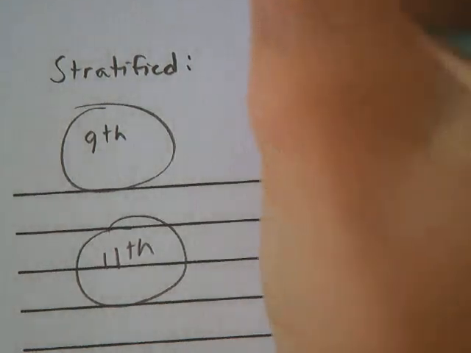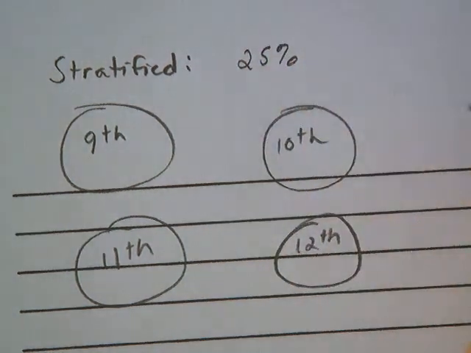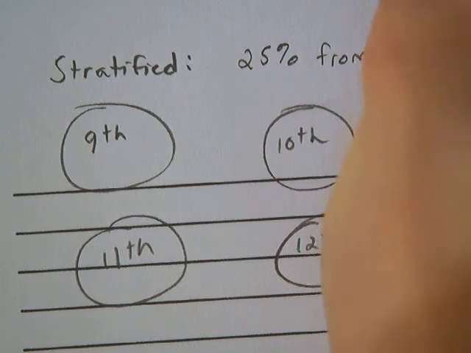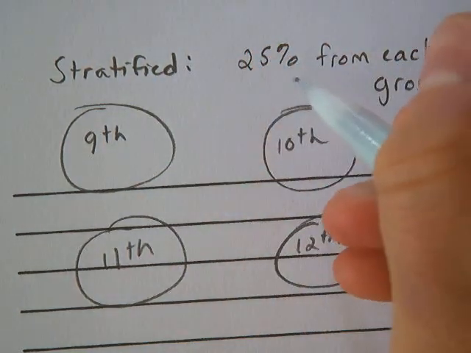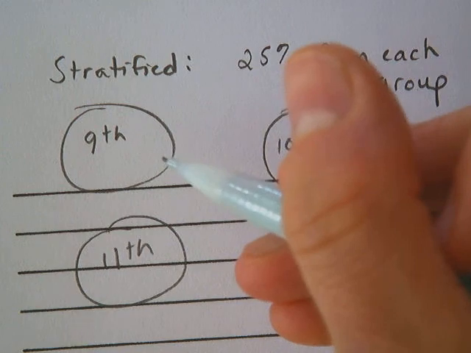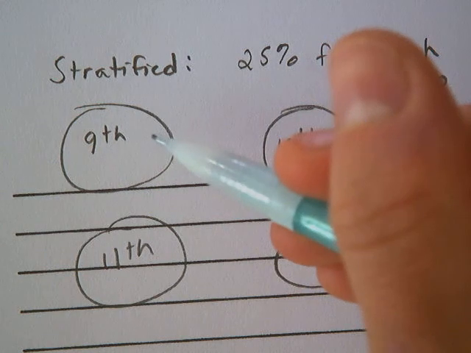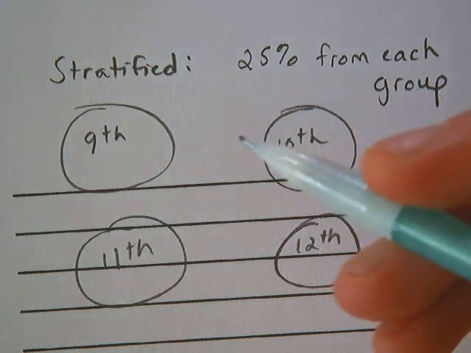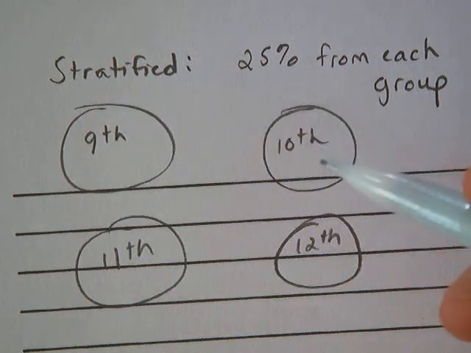So let's say that I decide I'm going to select 25% of the people from each group. That means I'm going to look at my list of 9th graders and figure out what 25% of that is. Let's say there were 100 9th graders, just to make the math easy. Then 25% of 100 would be 25, so I'd be selecting 25 9th graders, and I'd randomly pick them. So make sure you're randomly picking them. We just talked about how you could put their names in a hat, or you can assign numbers to their names and use a random number generator to choose your people.